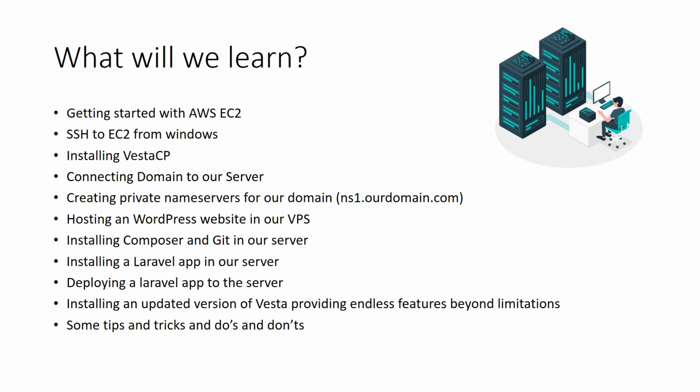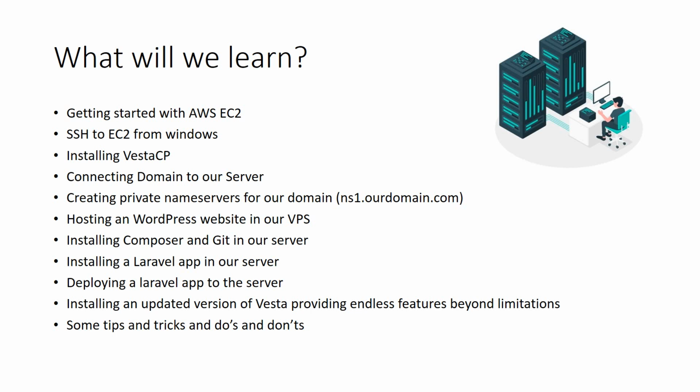So what will we learn in this entire video lecture? It will be a video playlist where I will divide the videos part by part into bite-sized videos so you don't feel bored. In the whole course, you will get started with Amazon EC2 instances. Then we will learn how to SSH into EC2 instances from Windows, because it's a little bit challenging for some people. Then we will install VestaCP in our server. Also, then we will connect our domain to the server.